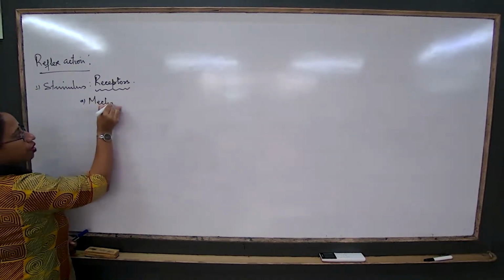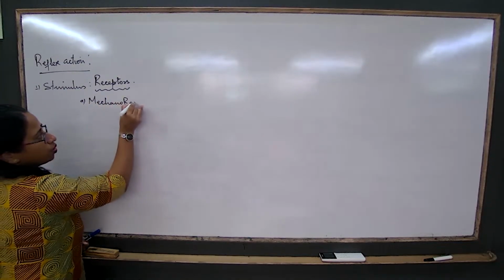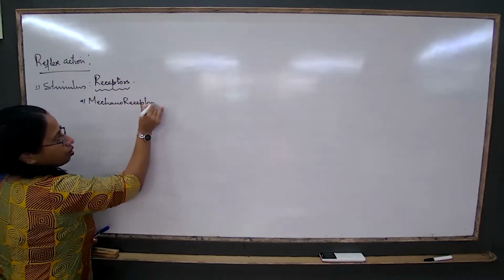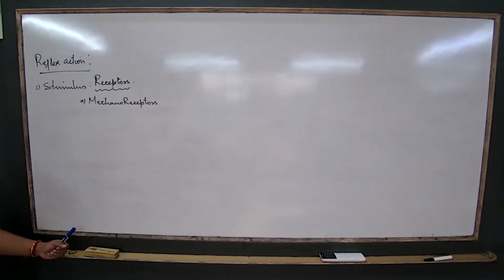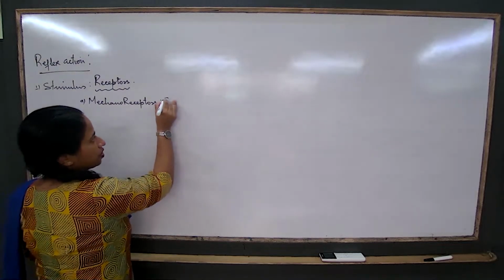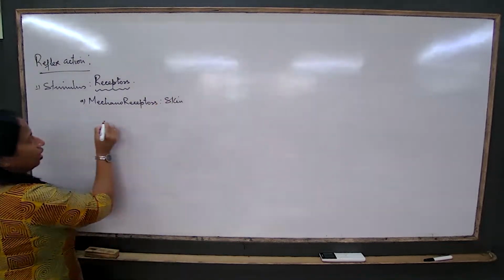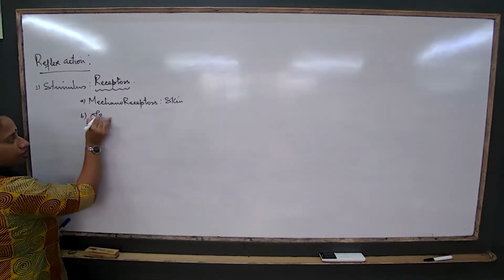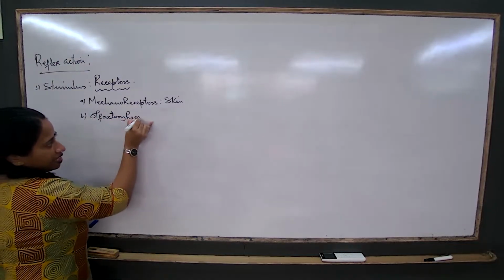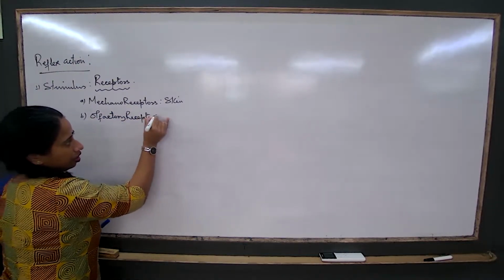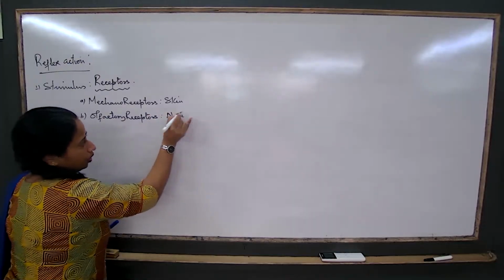So if you have to talk about the different types of receptors, I talk about the mechanoreceptors. All these words you'll have to remember. Which part of the body is considered as the mechanoreceptor? Mechanoreceptor is the skin. Next, we talk about the olfactory receptors. Olfactory receptors are which ones? The nose.